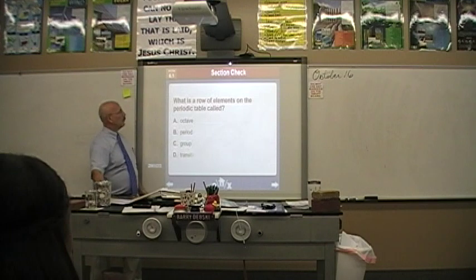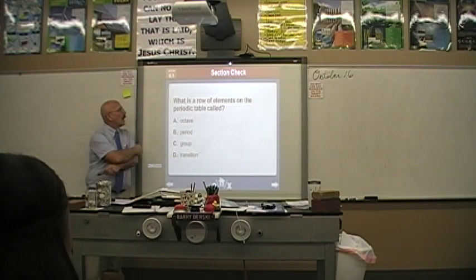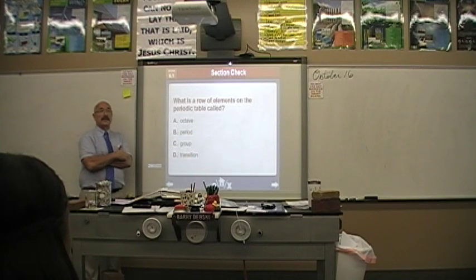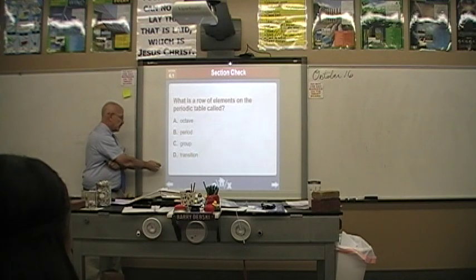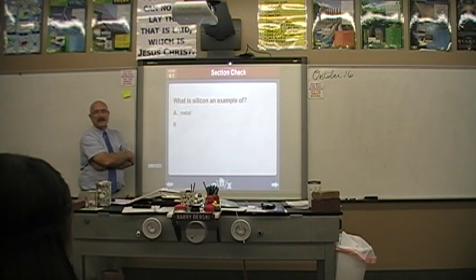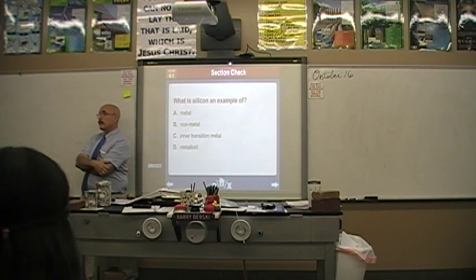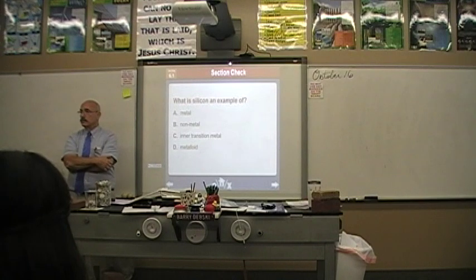And then we're done section 1. Okay, what is a row of elements on the periodic table called? Tara? Period B. Period B, good job. And let's try this one here. What is silicon an example of? Metal, metalloid, or non-metal? Rachel?